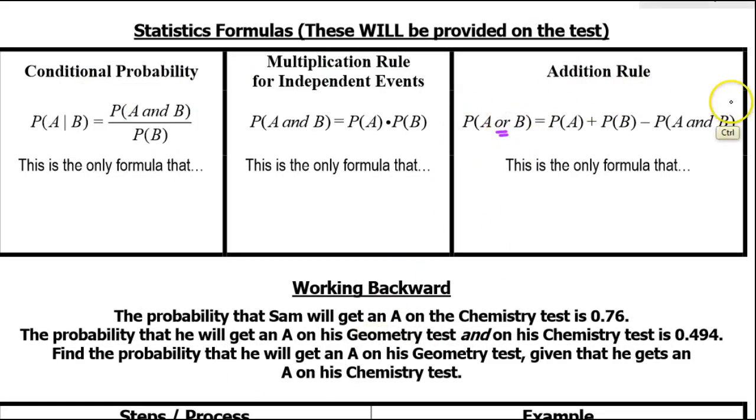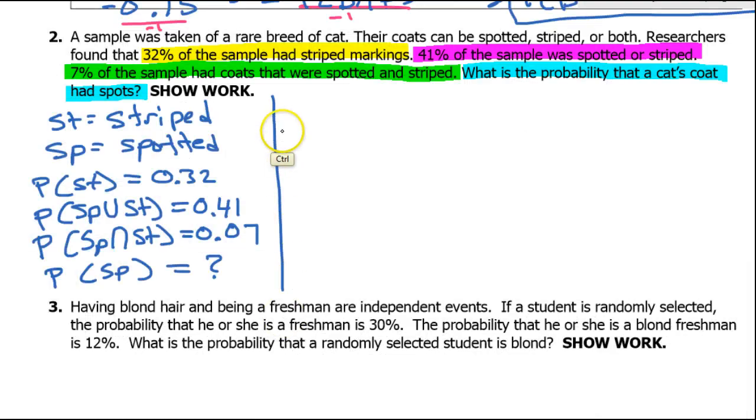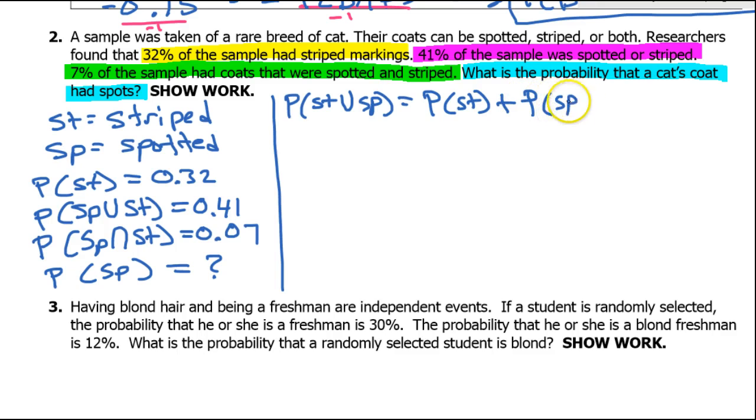So I'm just going to write this using spotted and striped instead of A and B. Okay, so the probability of striped or spotted is going to equal the probability of striped plus the probability of spotted minus the probability of striped and spotted. Okay, let's substitute in everything we know.